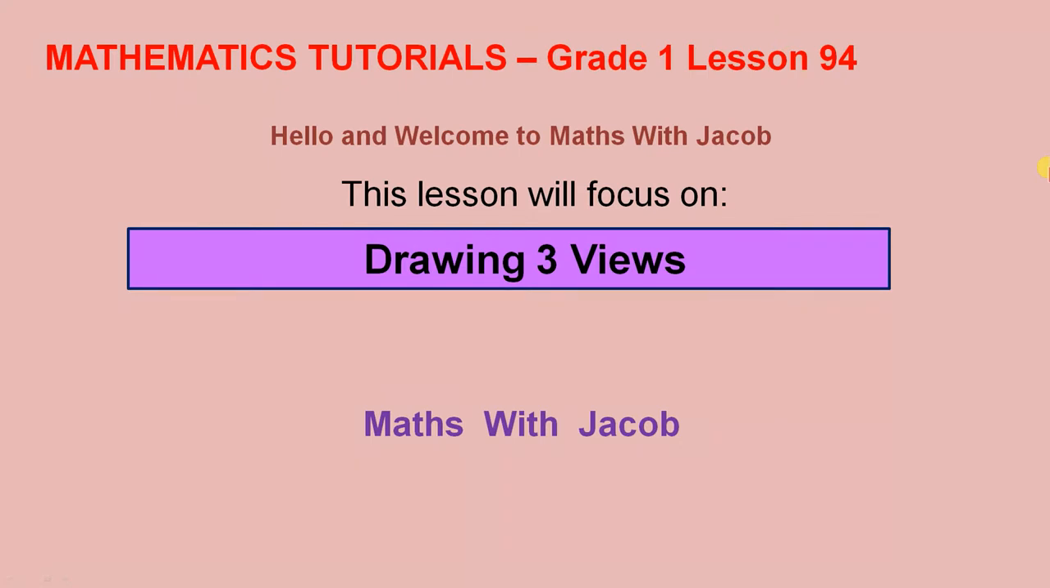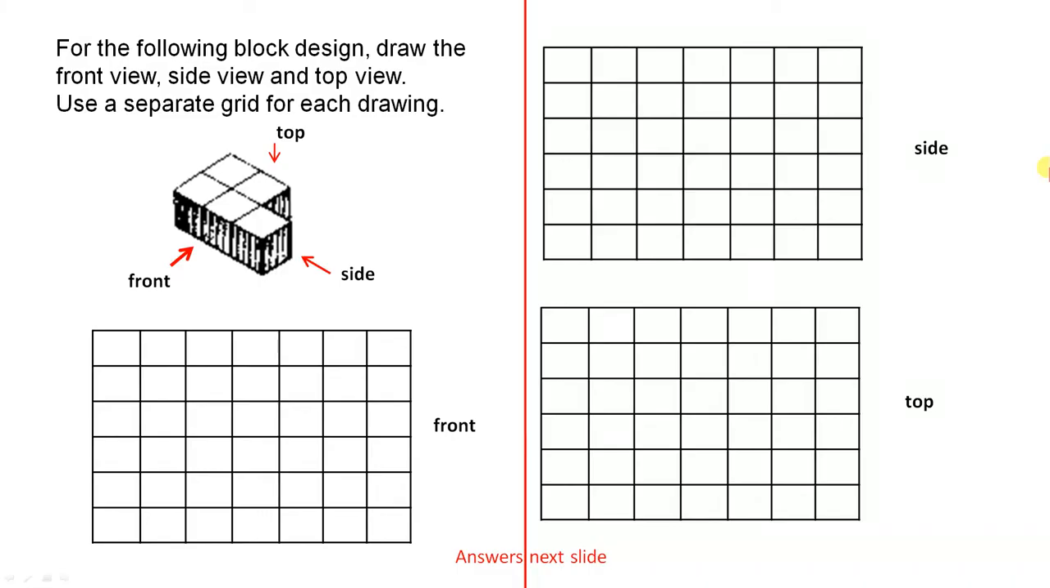This lesson will focus on drawing three views. For the following block design, draw the front view, side view and top view. Use a separate grid for each drawing. So here is the block design there. So you'll draw the front view here, the side view there and the top view there. So you might sketch these grids here if you like on a sheet of paper and do your drawings. So three separate drawings, and I'll have the answers for you now on the next slide.